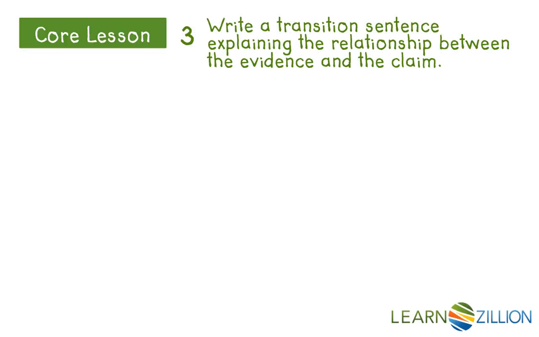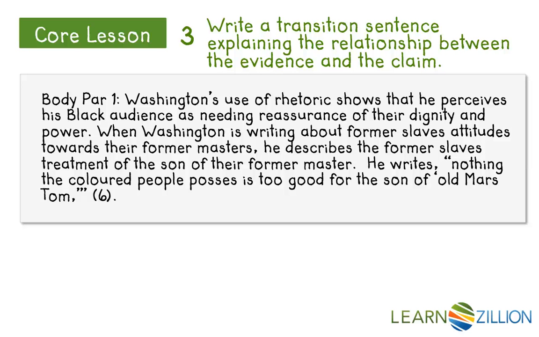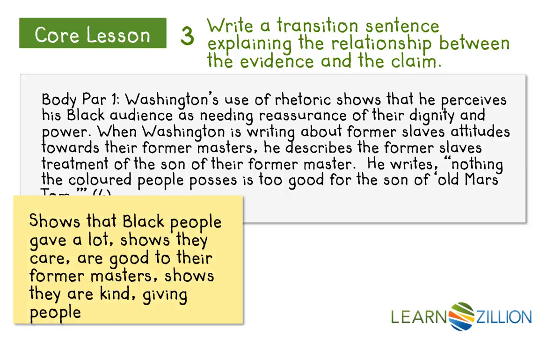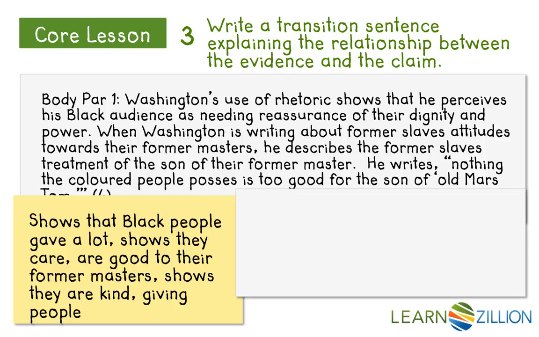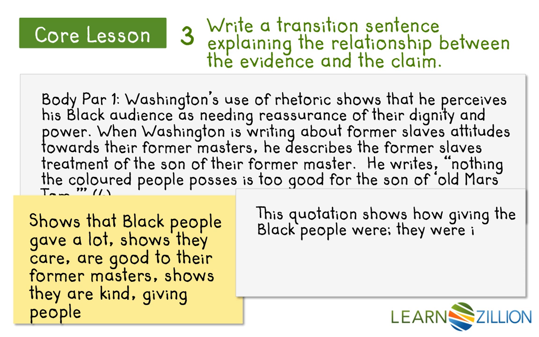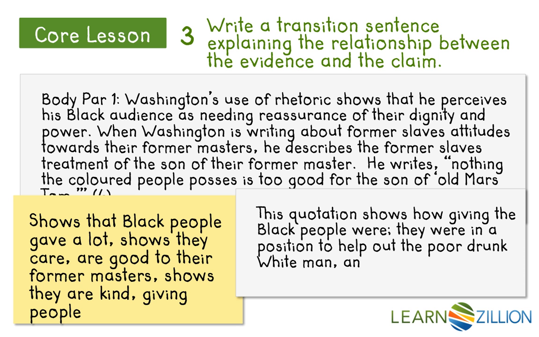Step 3. Write a transition sentence explaining the relationship between the evidence and the claim. So there is my setup of the paragraph. Here's the brainstorm I just jotted down. And now I'm going to try to turn that into a tidier transition. You can always begin with a phrase like, "this quote shows," or "this quotation is important," to get you going. So here I go. This quotation shows how giving the black people were. They were in a position to help out the poor drunk white man and had the goodness to do it.